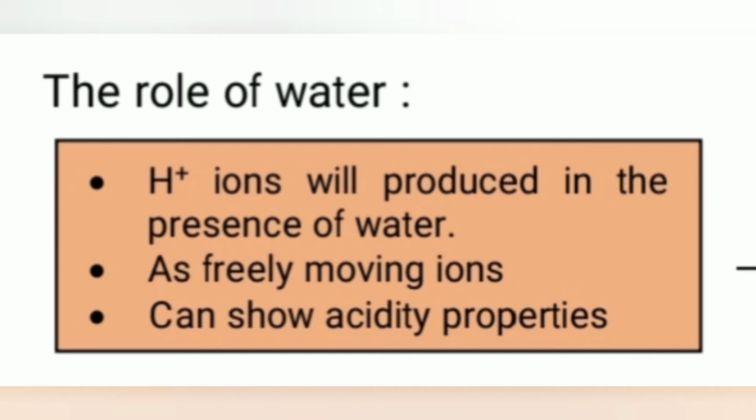Glacial acid is pure acid. It consists of only acid molecules, therefore it does not show acidity. If glacial acid is dissolved in water, it ionizes to form hydrogen ions. The hydrogen ion causes the acidity in the aqueous acid solution.